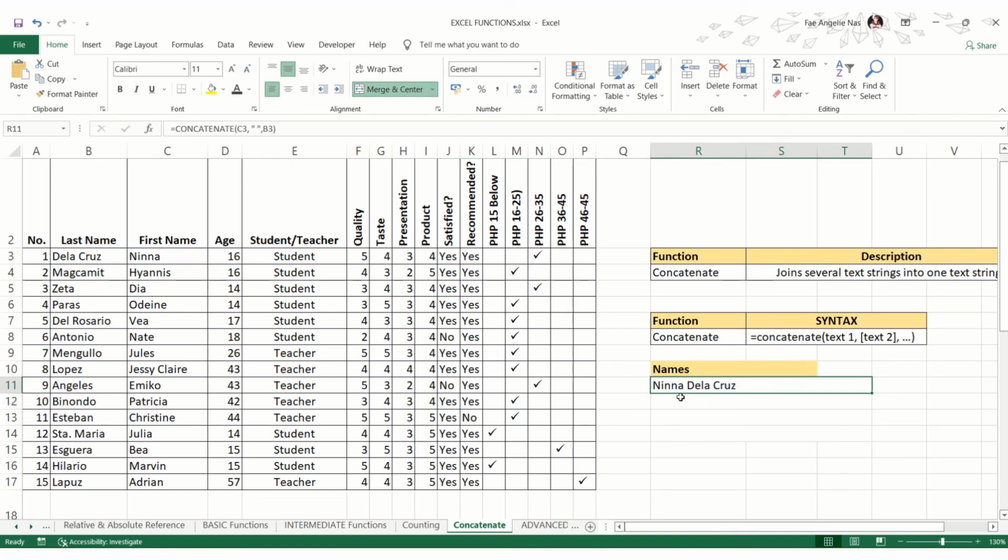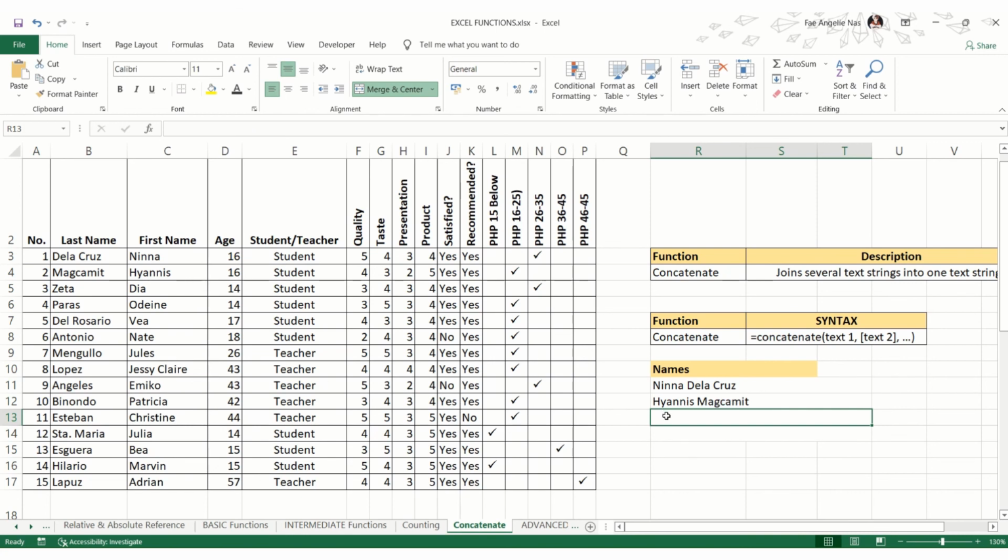So we have here Nina de la Cruz, and we can do this to the rest of our data here. So for example, we have here equal sign CONCATENATE. For example, if we did not include a space, this will combine the first and last name as a single word. So let's see what will happen. As you can see here, we do not have a space. So to include a space, you need to include quotation mark, space bar, quotation mark, comma, and then the next text or cell. And that will include now a space.